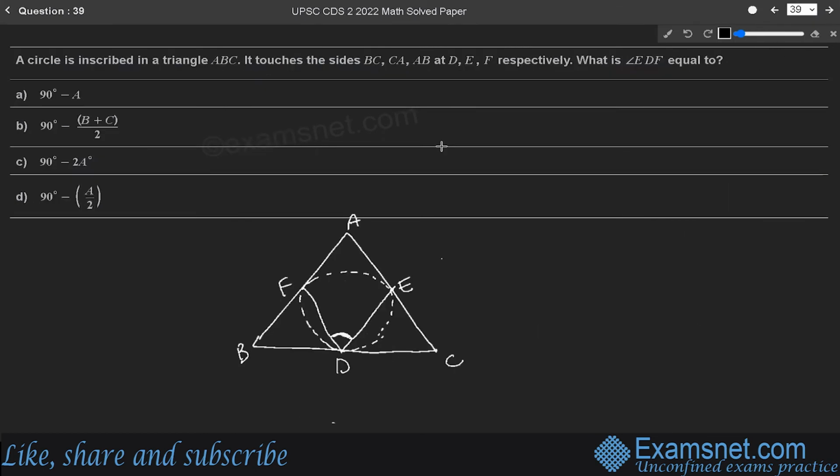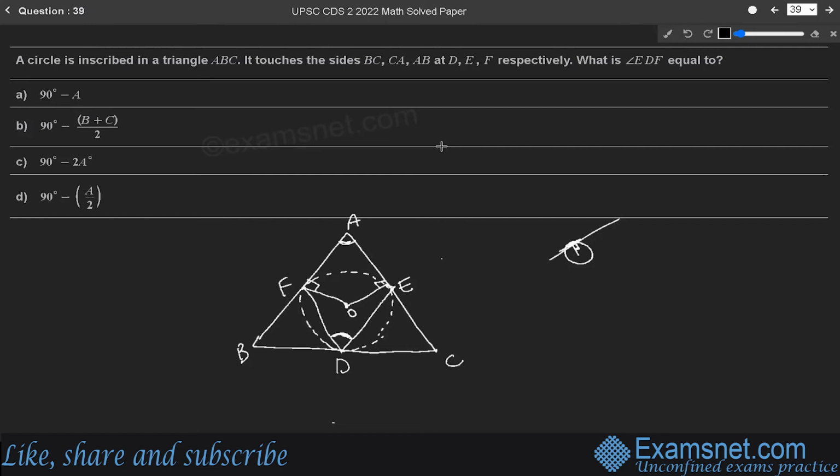The center of this circle will be here. So let us join these points also. And the center is denoted by O. We have to find angle EDF. We also know that both OF and OE are perpendicular to the tangents, because whenever a tangent is drawn to a circle, it forms an angle of 90 degrees. So this is also 90 degrees and this is also 90 degrees. I hope it is clear to you. And this is angle A.